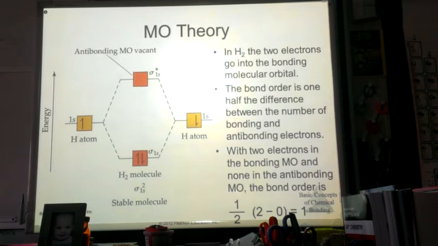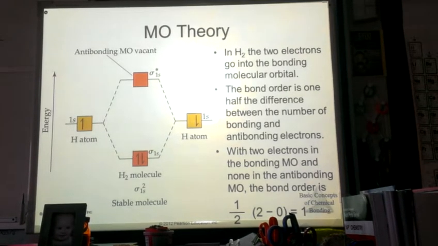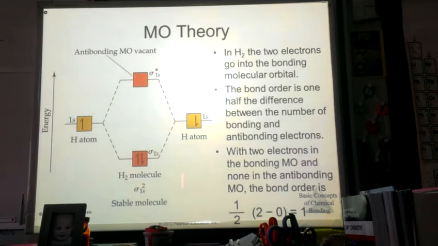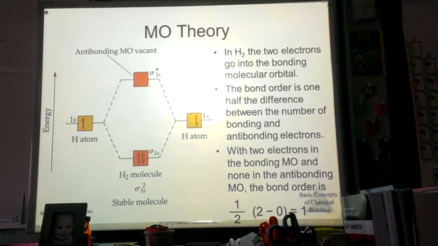So how I find it is, it's half the difference between the number of bonding electrons and the number of anti-bonding electrons. In this case, I have 1/2 times, I have 2 in the bonding MO, or molecular orbital, and I have 0 in the anti-bonding. So I would do 1/2 of 2 minus 0, so ultimately 1/2 of 2, which is going to be 1.